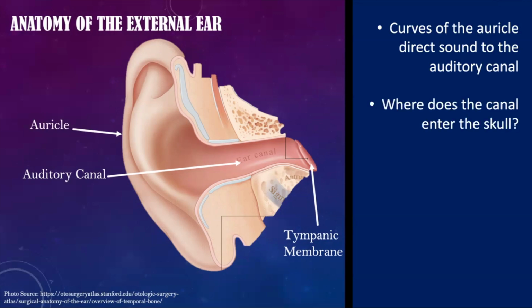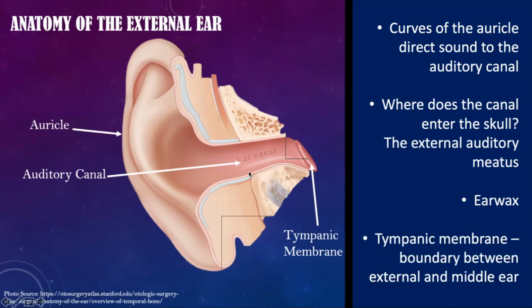The auditory canal enters the skull at the external auditory meatus, which is part of the temporal bone. Inside the auditory canal, earwax can form. The auditory canal is lined with stratified epithelium, and the epithelium has sebaceous glands that produce earwax. The function of earwax is to help trap debris as well as lubricate the canal. From here, we'll dive deeper into the middle ear, and of course, the tympanic membrane is the boundary between these two sections of the ear.